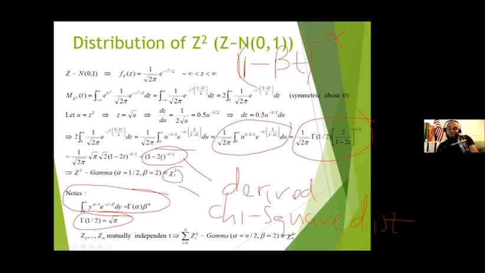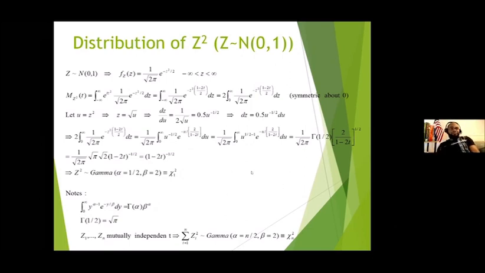Now, what is the takeaway? The takeaway is that if z follows a standardized normal distribution, then the square of z will follow a chi square distribution. A chi square distribution is another probability distribution that is very, very useful in statistics. So this is how a chi-square distribution was derived. Is there anyone who wants to ask a question or needs clarification before I move to the next slide? Okay, that means you guys are good.